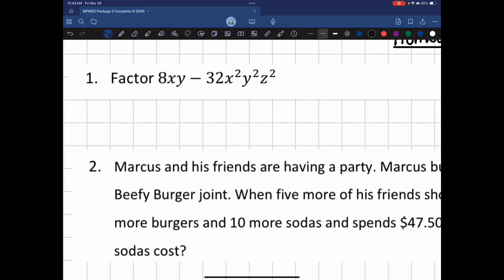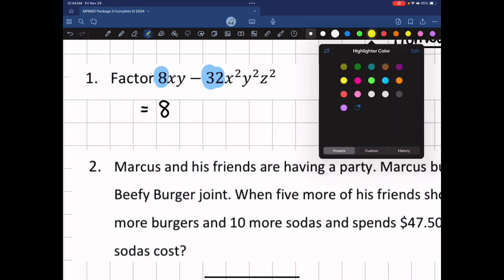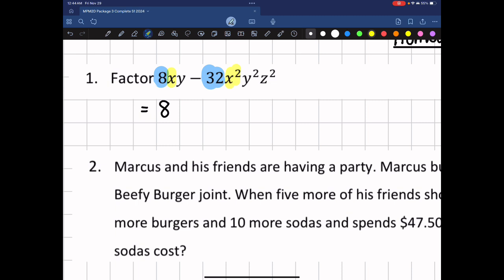Okay, so let's go with the first one, factoring. So when we're factoring, we're looking for a greatest common factor first, and the greatest common factor between the different factors of each term. So I'm first of all looking at the factors of the numbers. So 8 and 32, greatest common factor is 8, so I can put equals 8. And then between the x and the x squared, the greatest common factor is the smallest exponent there. And then between the y and the y squared, again it's just y. And the z only appears in one term, so it's not common.